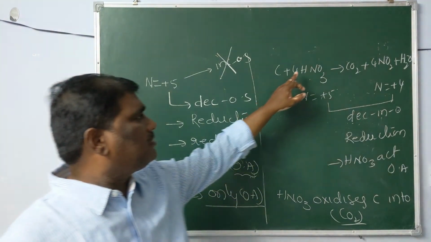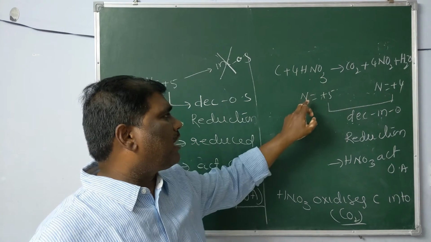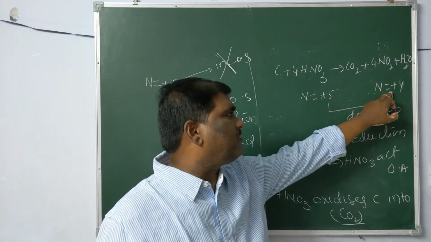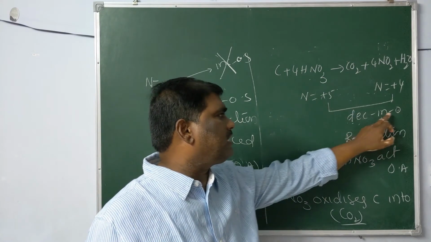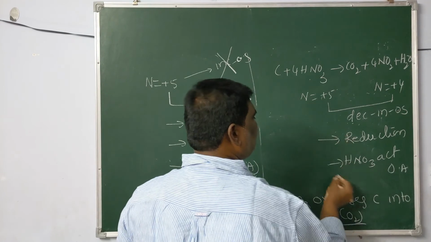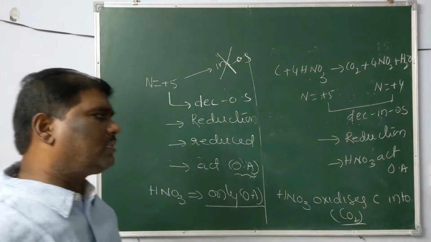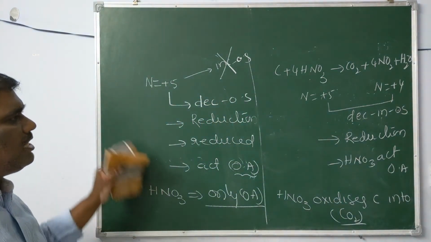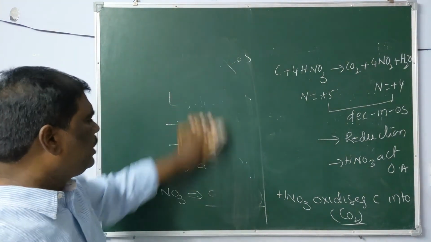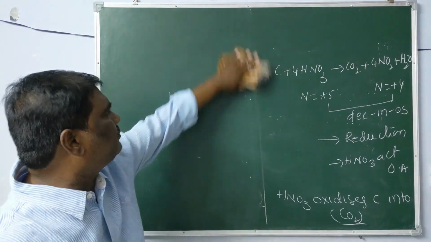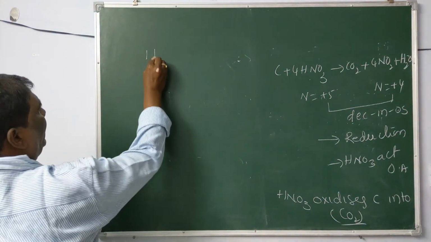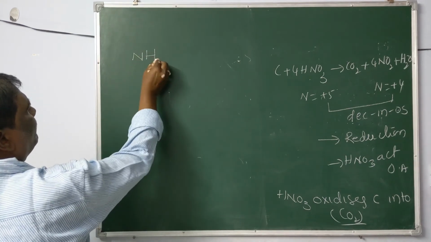In HNO3, nitrogen has +5 oxidation state. This is decreased to +4. The reaction involved decrease in oxidation state, so this is called reduction. The species involved in reduction functions as oxidizing agent. This is about the oxidizing agent. The next one is reducing agent.